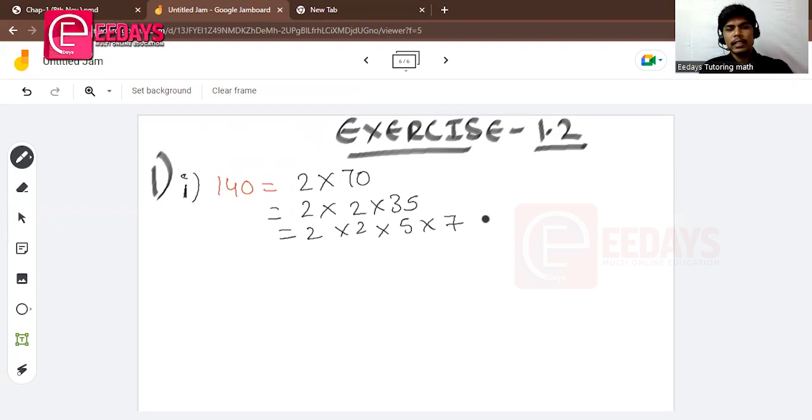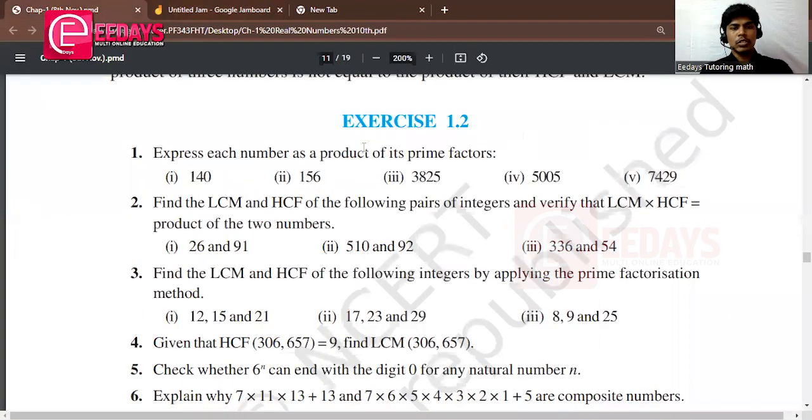So we write 2 square into 5 into 7. They asked only for writing the number in the form of prime factors, nothing else. You can take 5 power 1 and 7 power 1. I hope everyone understood how to solve this. Let's move on to the next question.